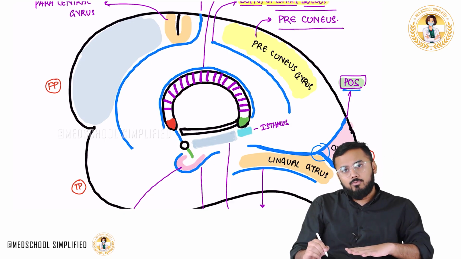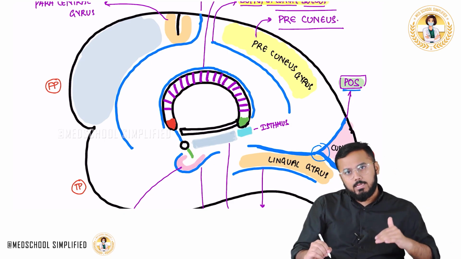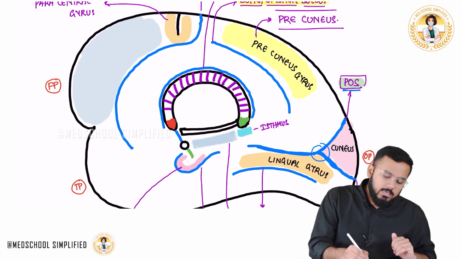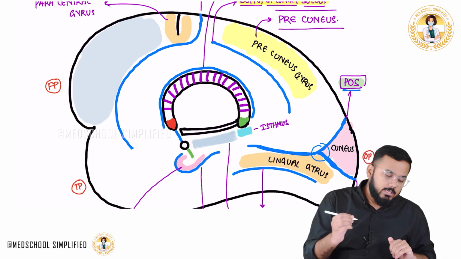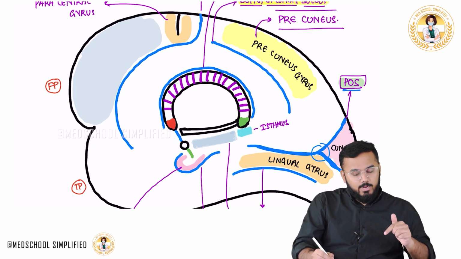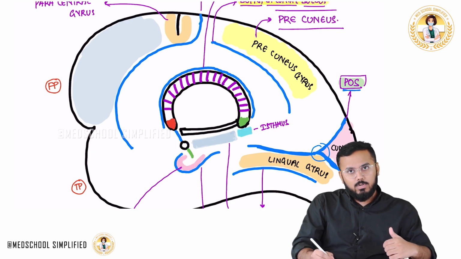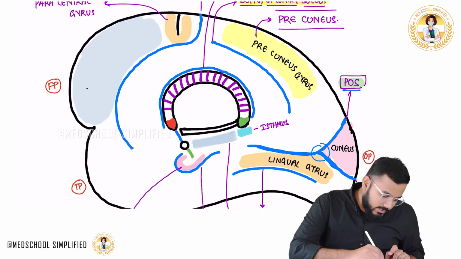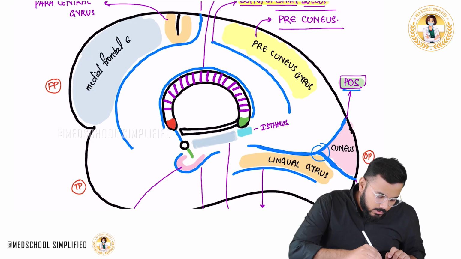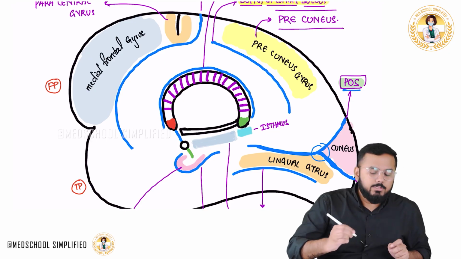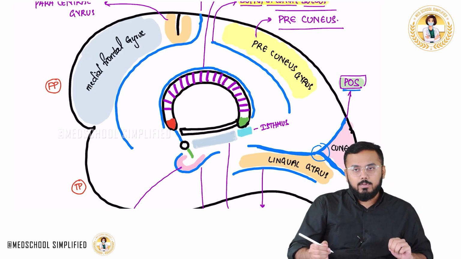Why? Because it is located in the frontal side. And frontal side of which one? Lateral or medial side? On the medial side. So that is the reason why the name of this is medial. Why? Because we are discussing the medial side structures. And frontal, why? Because it is on the frontal side and it is a gyrus. So this is medial frontal gyrus. Okay, this is your medial frontal gyrus.